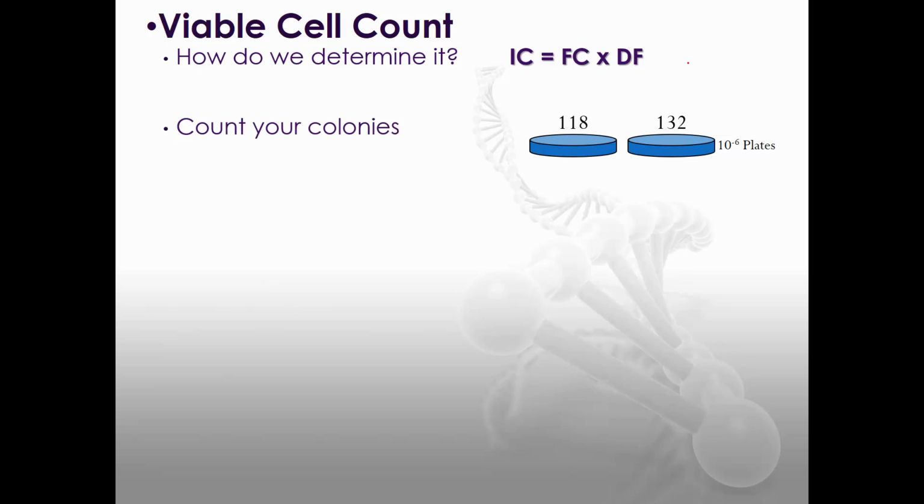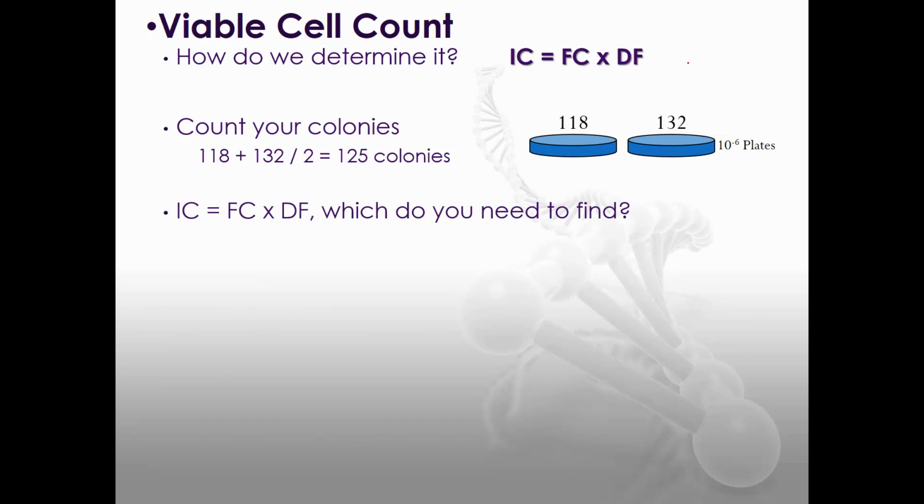So let's say, though, that you have 118 and 132 on your two plates. Well, you do it in duplicates for data reliability. They're both the same, so you're going to average them. So 118 plus 132 divided by 2 is 125. So you had an average of 125 when you plated on a 10 to the negative 6 plate.